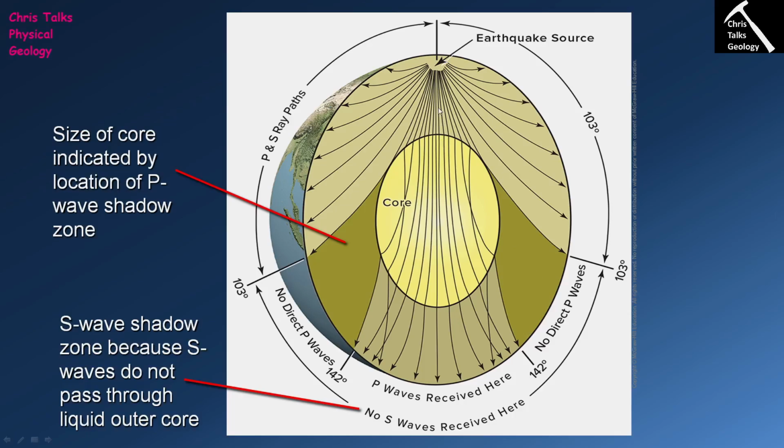Now, we know that P-waves can travel through both solids and liquids. So we know that P-waves will be able to move through the solid mantle and the liquid outer core. We also know that as the seismic waves transition from a faster to slower material, the wave will refract. And so we can use this information to help us work out some more information about the outer core.